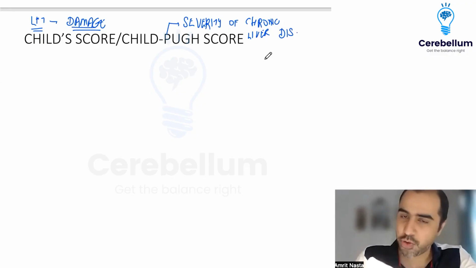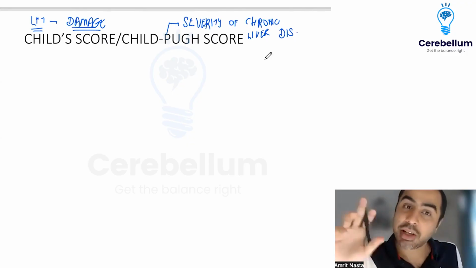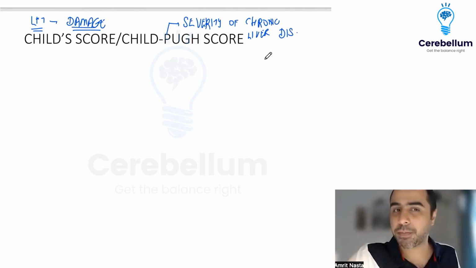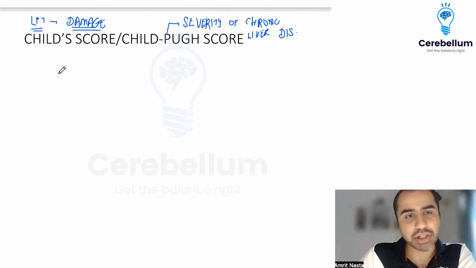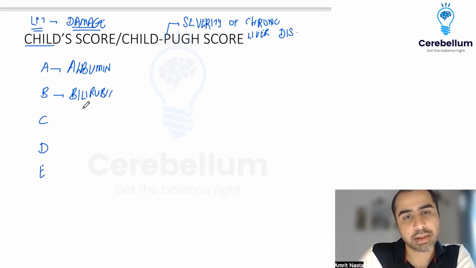If I want to know the magnitude of injury, how badly the liver is injured because of cirrhosis, I will use the Child score. And how do I use the Child score? There are 5 things that I check. What does the child read? A, B, C, D, E. So there are those 5 components that I measure. This was asked in the exam, where A stands for albumin, B stands for bilirubin, C stands for coagulation. It is not creatinine, it is coagulation.